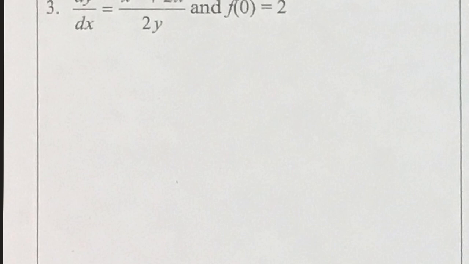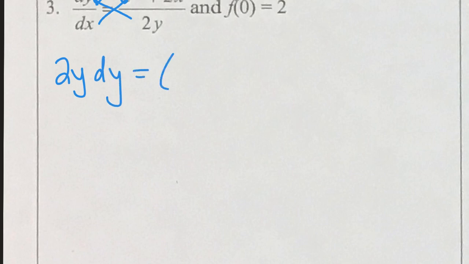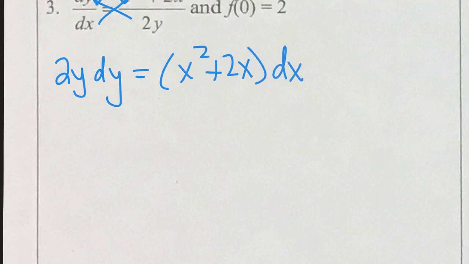Okay, here on number 3, our first step of separating means we're going to cross multiply. Okay, and we will have 2y dy equals parentheses x squared plus 2x dx. It's really nice when we have two equal fractions. We just have to cross multiply, and we're basically done with your separation. So now we can get to integrating both sides.